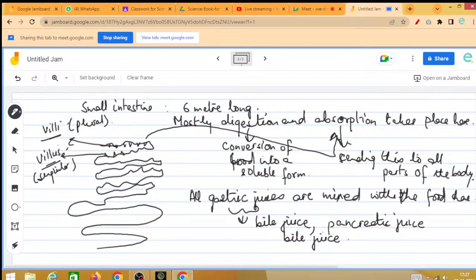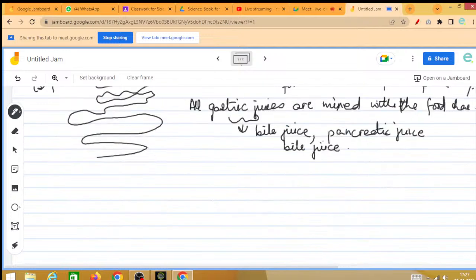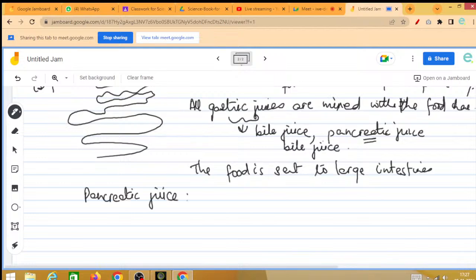So small intestine's over. So we'll go after this. Then the food is sent to the large intestine. Large intestines we'll do later. First, because we have done pancreatic juice, we'll talk about the pancreas first. Liver we have already done. Does everyone understand? Now not pancreatic juice, the pancreas.